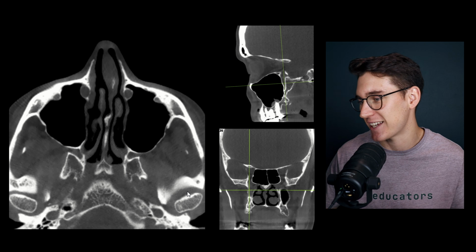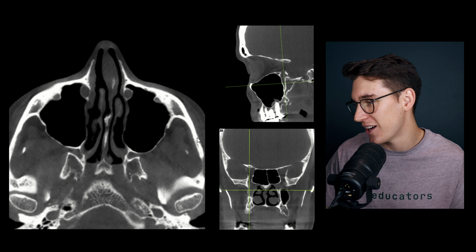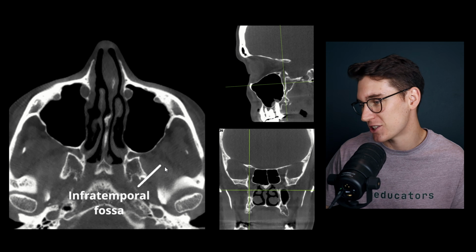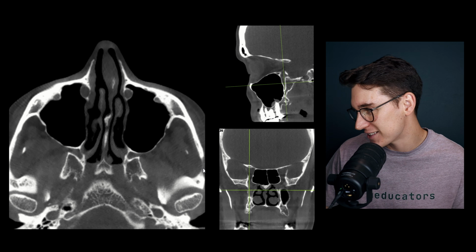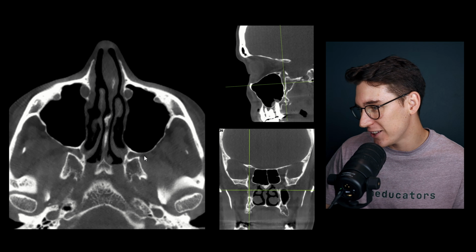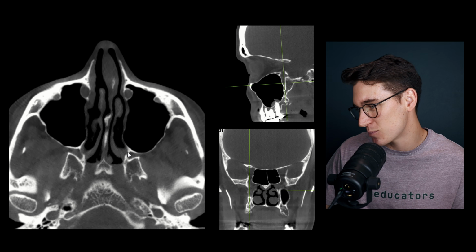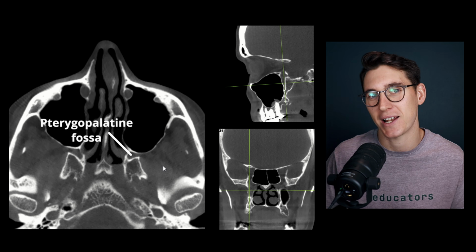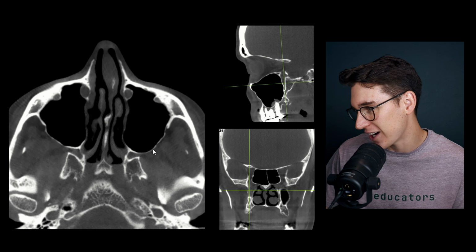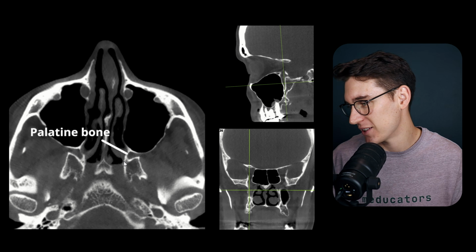If we look at our CT scan and go to a similar level here, find the infratemporal fossa that we've looked at previously. Here's the zygomatic arch. And we go medial to that infratemporal fossa. This small fossa here is the Pterygopalatine Fossa. Anteriorly, our maxilla bone, posteriorly, the sphenoid, and medially, the palatine bone.